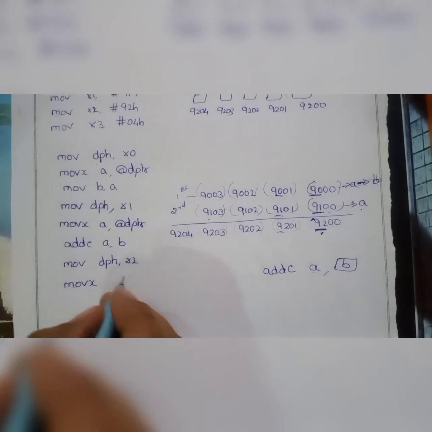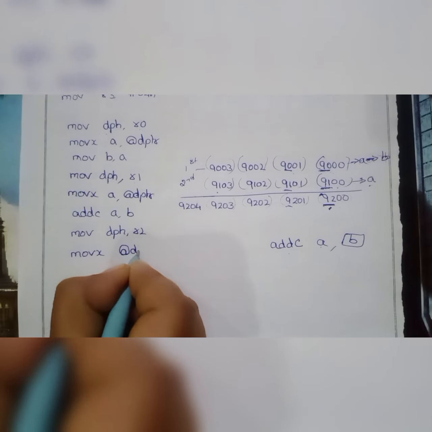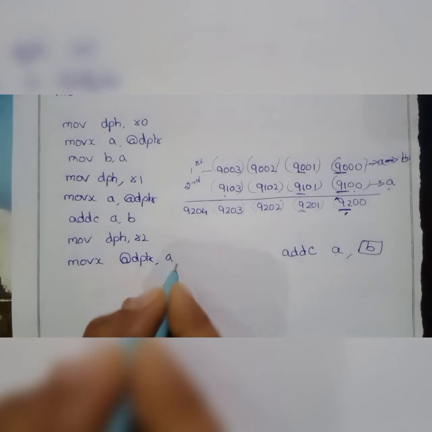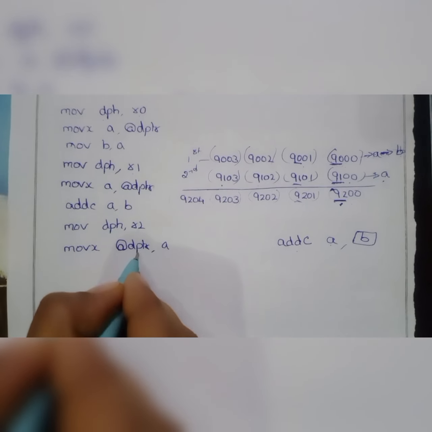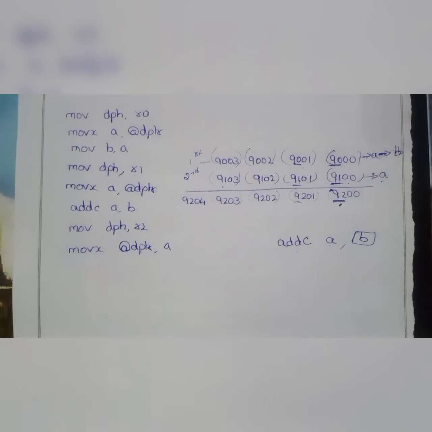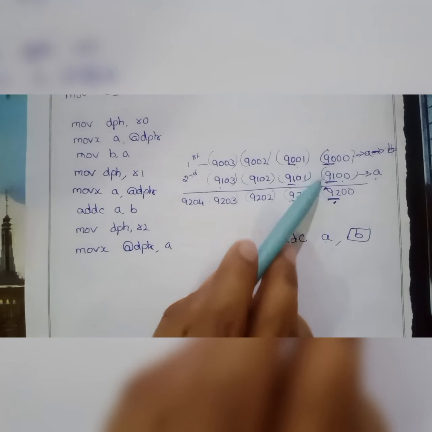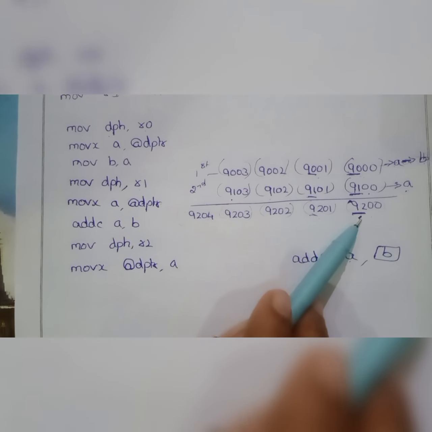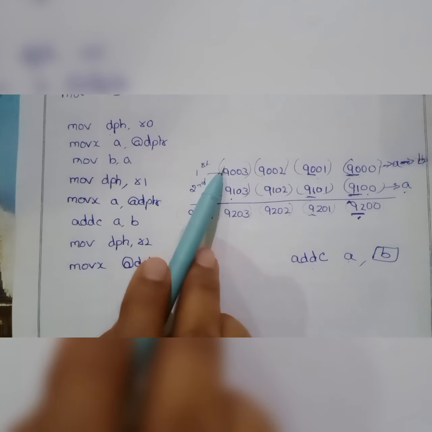Let us copy the data present in A to 9200. So what shall I do? MOVX @DPTR, A. So A is now copied to 9200. So the first byte we have added now and we have stored in the respective memory location. What we have to do? We have to do the same for the remaining 1, 2, 3 memory locations.